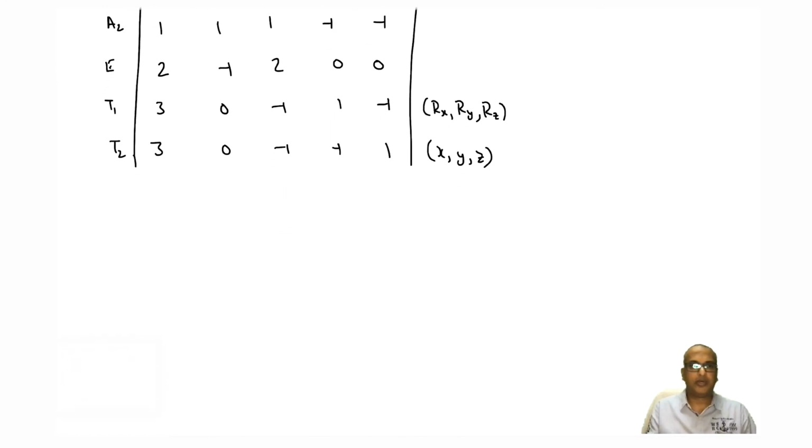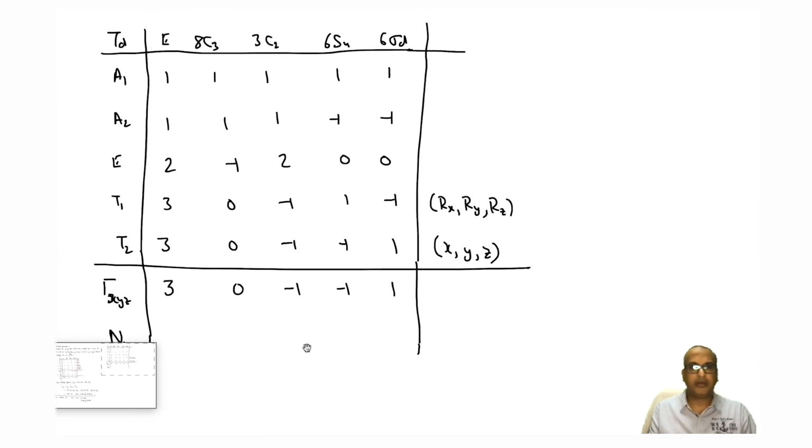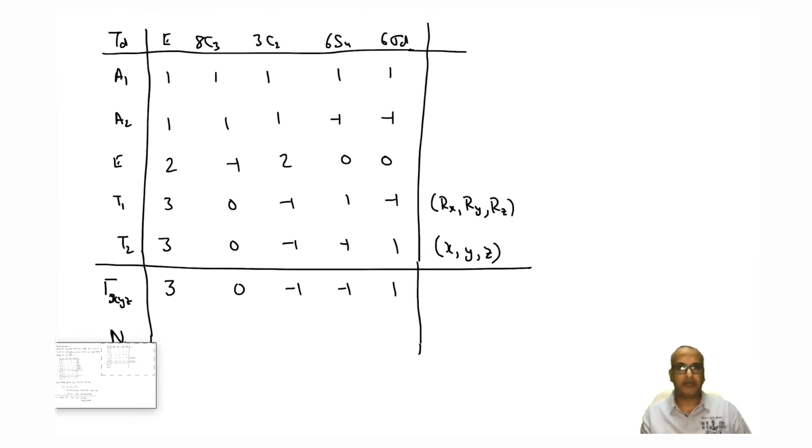Okay, so now XYZ together forms the basis for T2, and Rx, Ry, Rz together form the basis for T1. So that means we don't have to take the sum also. It's very easy now. So tau XYZ is basically the same as T2. So you have 3, 0, minus 1, minus 1, 1. Then the number of atoms which remain unshifted, and that you have to estimate by imagining the operation.